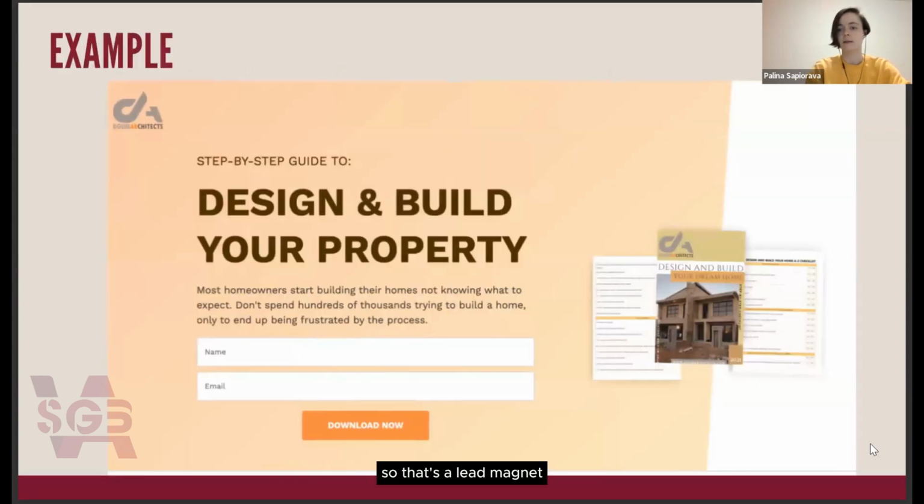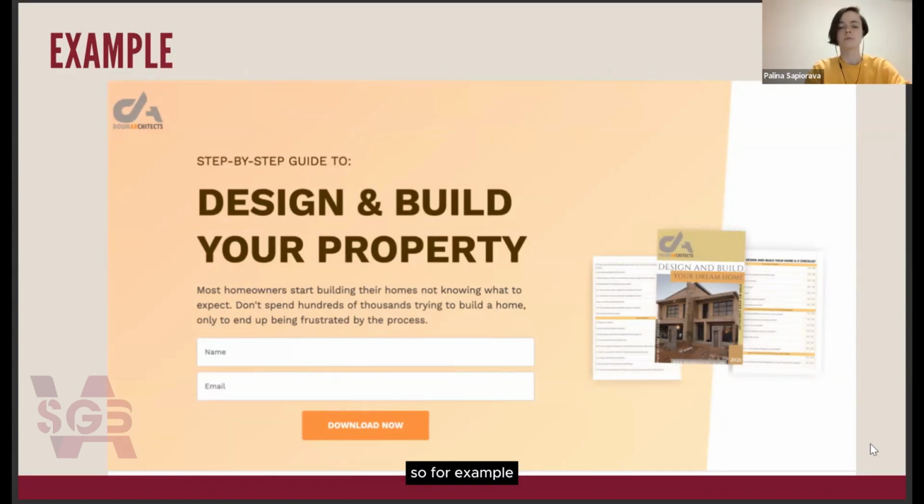So that's a lead magnet. Actually, as you can see, you can find them on many websites. They ask you to provide your contact information. In exchange, you will receive probably a discount, some information, or a demo. So here you can download a guide to design and build your property.